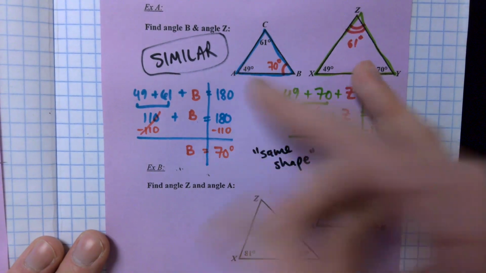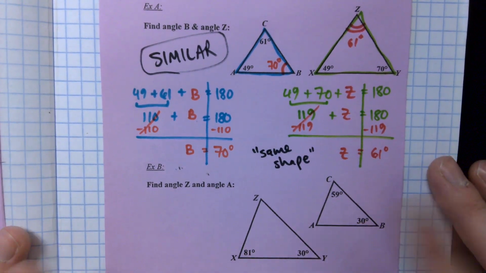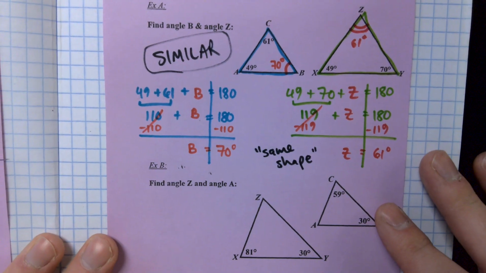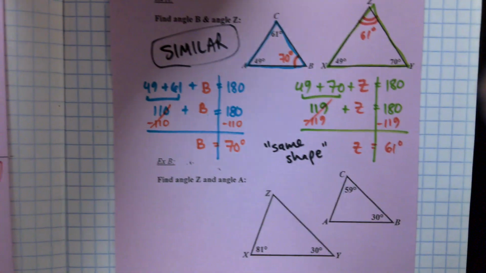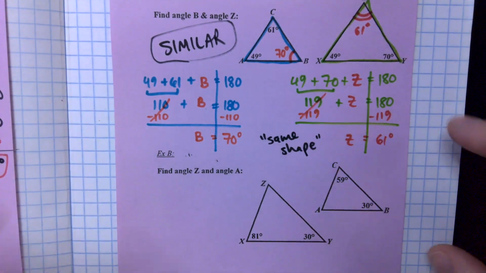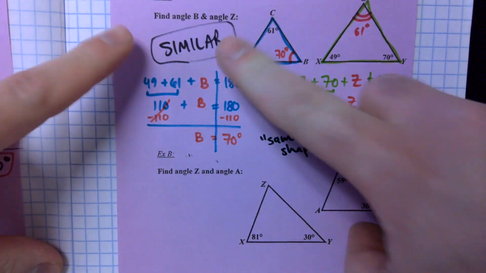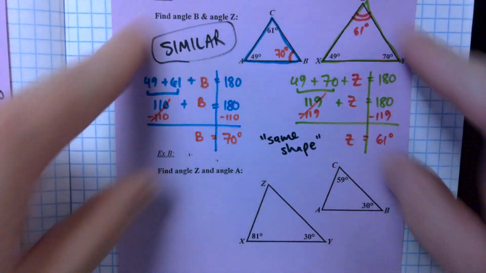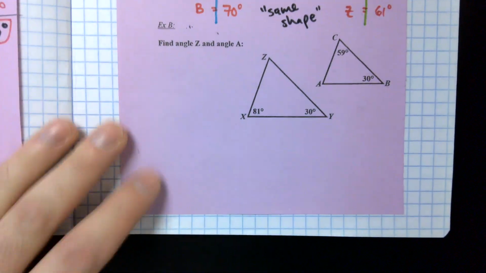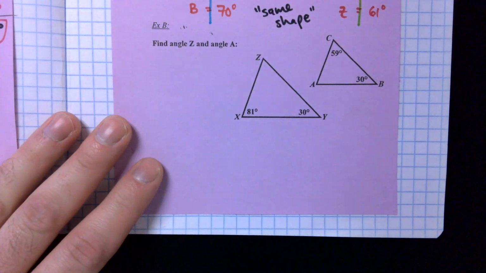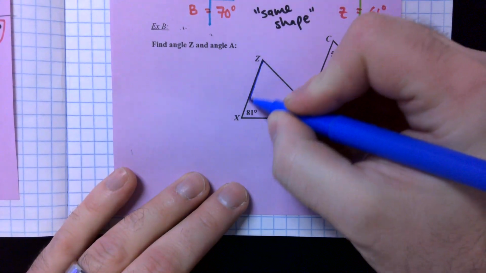Right? And it makes sense. You look at that and you go, oh, they look similar. One's bigger than the other, but they're all shaped the same. Okay? Any questions on that? So you're basically just doing the triangle sum theorem twice and answering, are they similar or not, based on all the angles. Let's look at example B. I'm going to start here with this guy, triangle XYZ.